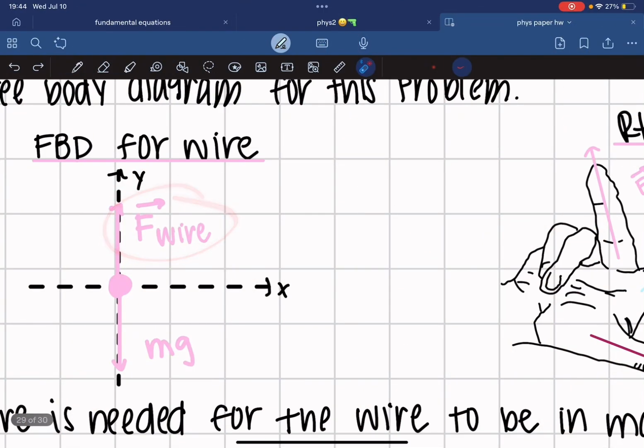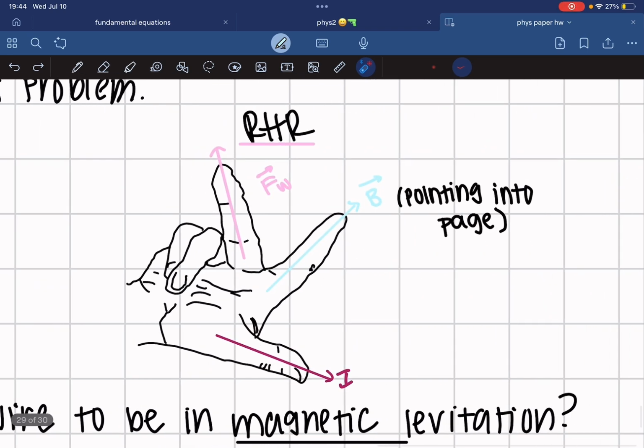To solve for the direction of the force on the wire, we have to use the right-hand rule, where our thumb is pointing in the direction of the current, our pointer finger is pointing in the direction of the magnetic field, resulting in our middle finger pointing straight up in the direction of the force on the wire.